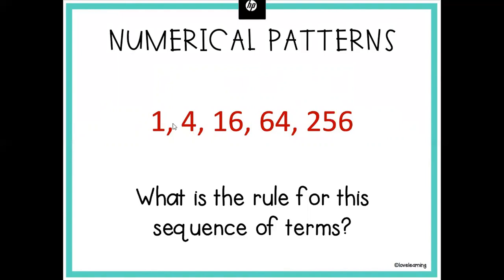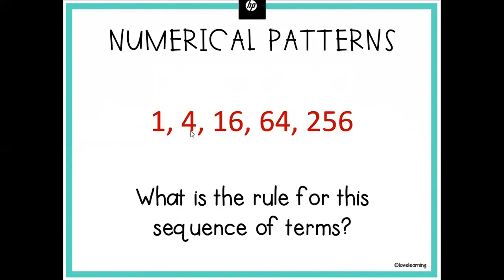So I see here 1 to 4, there's a difference of 3. 4 to 16, well, that's definitely not 3. So I know that from 4 to 16 is 12. So I go from plus 3 to plus 12. 16 to 64. Wow, that's a big jump. Okay, so I know that this is not going to be adding because the differences between these are not the same. What about multiplication? What times 1 equals 4?